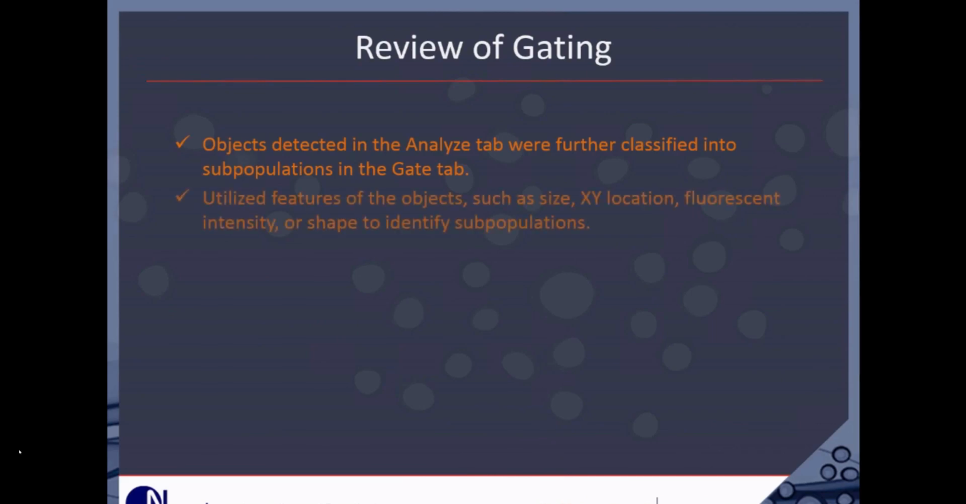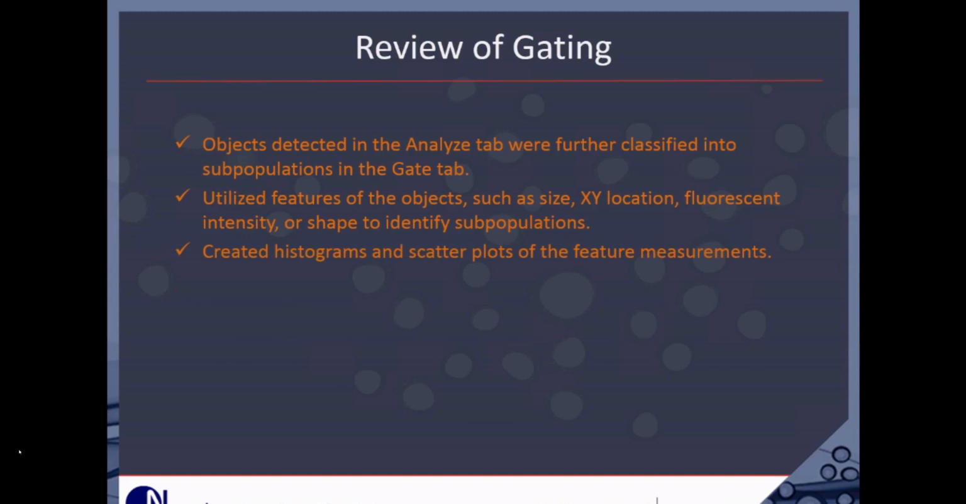Okay, so we basically have covered a lot of different types of applications that can be further defined in subpopulations using the gating tab. So we've identified the objects that we first identified in the Analyze tab and created subpopulations according to their size, their fluorescent intensity, or even their shapes. You also can do X and Y location, but we didn't cover that one today, but you get the idea.